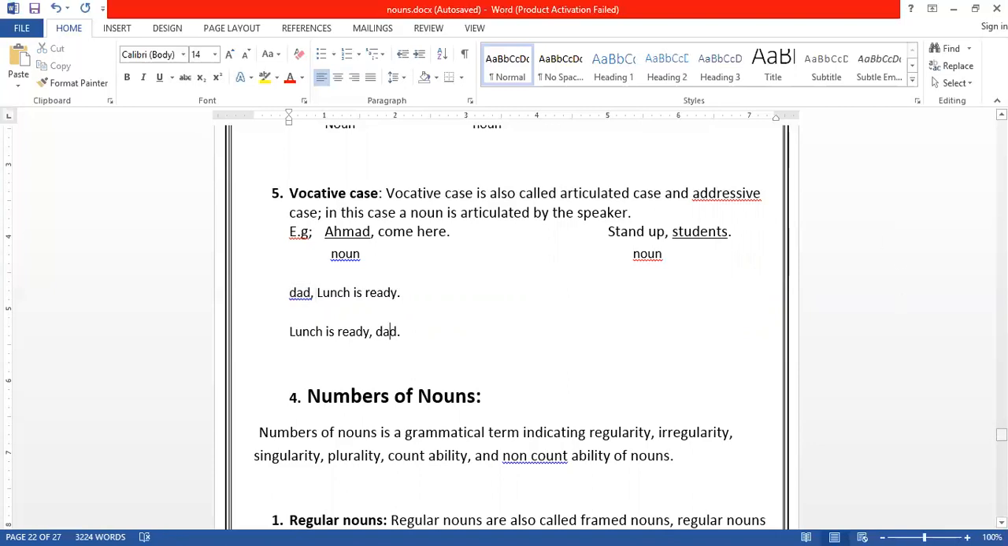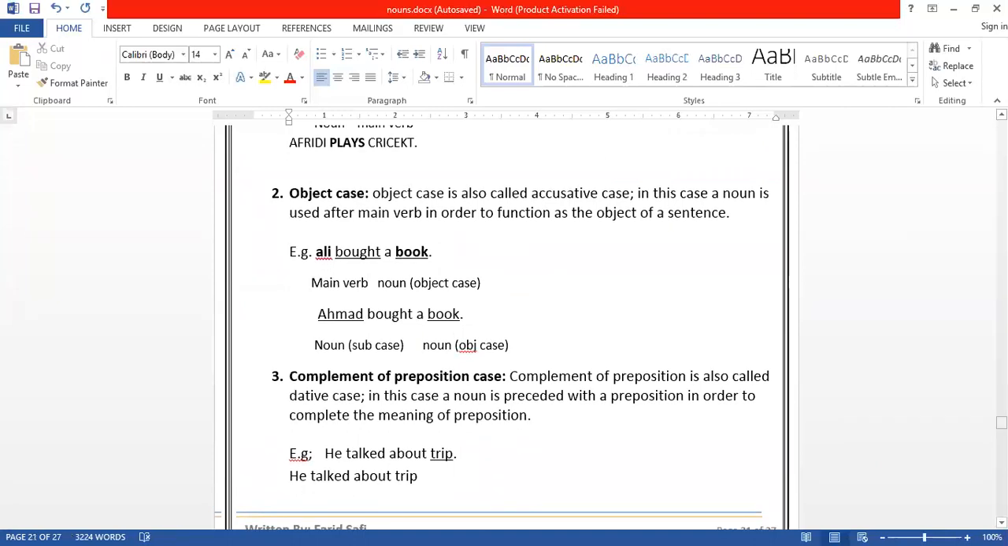So these are the five positions where we can use a noun. I hope you got something out of this lecture.